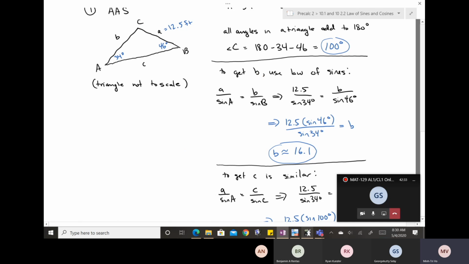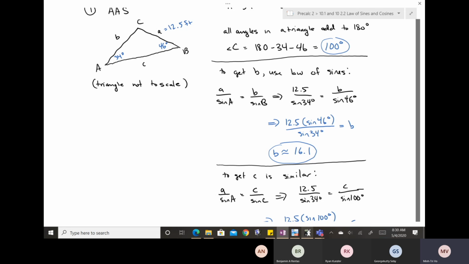We've previously determined angle C, right? So angle C was 100 degrees, and now the only thing that's missing is side C. Again, we can relate it to side A and angle A because that's the one where we know completely.